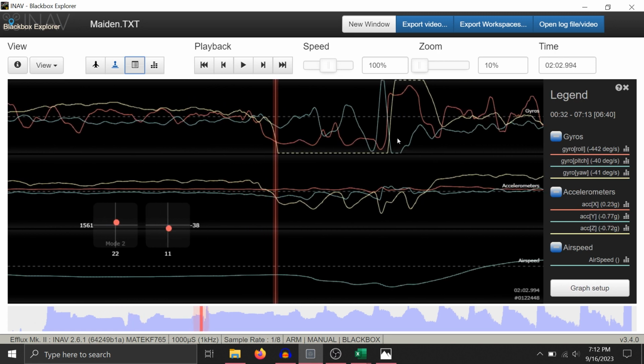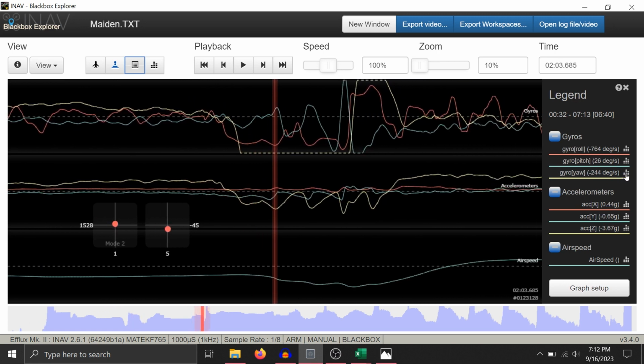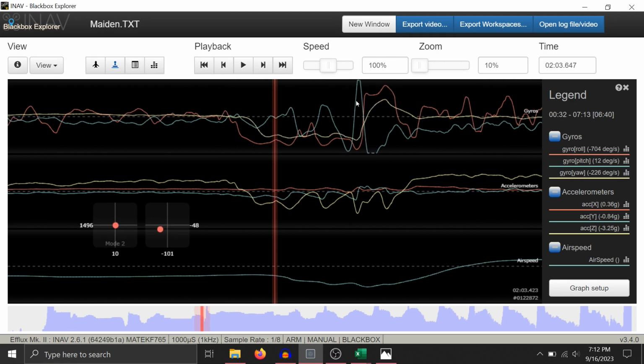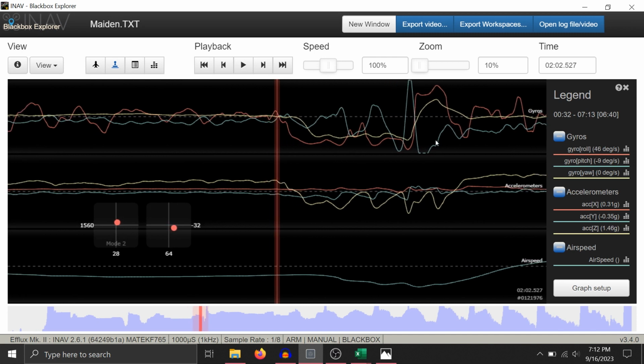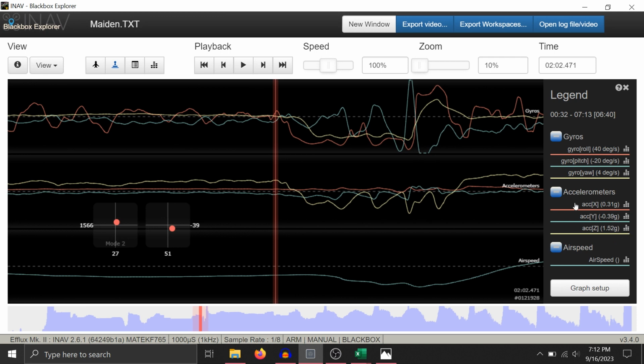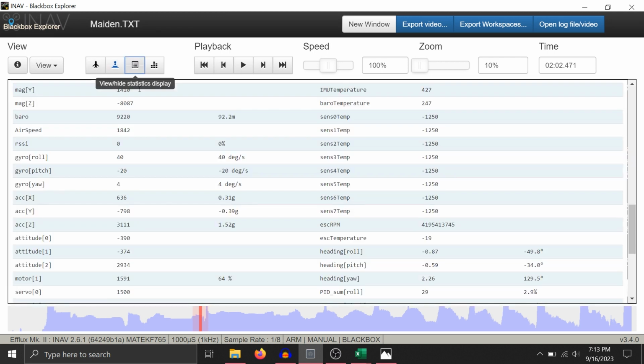So this right here is that spin that we had. I'm going to rescale this just so we can get an idea of what happened. So about there you can start to see the extent of the data. We were actually fairly close to stalling, I'm pretty sure here, because we're looking at like 1.5 G and we're at, what's the airspeed, like 18 meters a second.